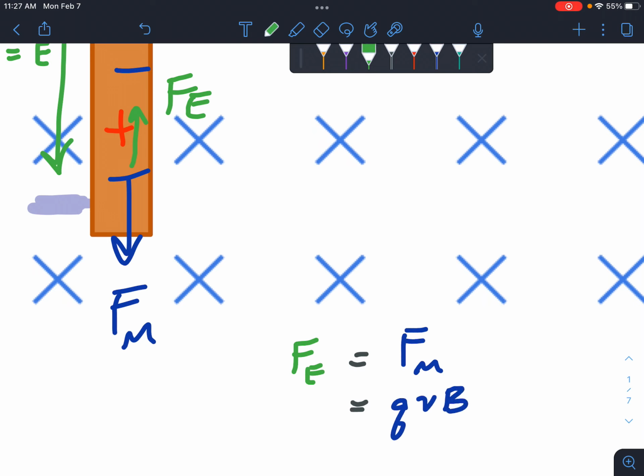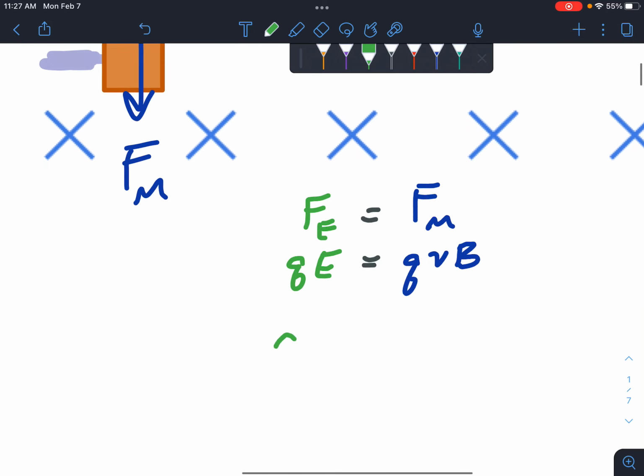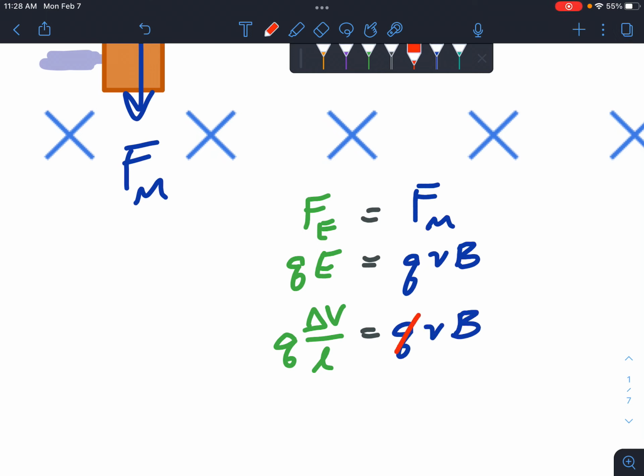And then the electric force is going to be Q times E, but we also said that that was Q times delta V over L, equals Q times V times B. Now the Q's very nicely cancel, so it doesn't matter whether we're talking about negative or positive or electrons or some other charged particle. It would be the case. This is essentially our velocity selector kind of problem.